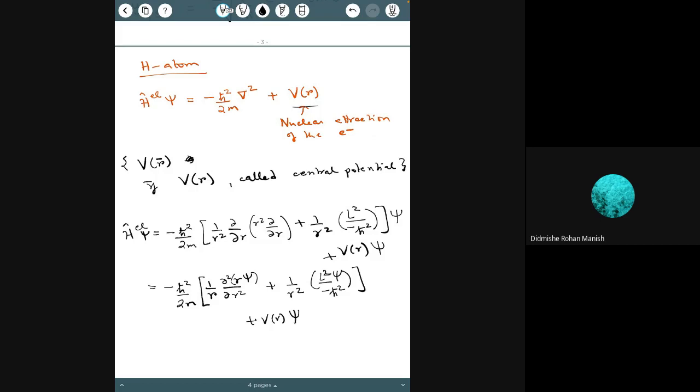Okay, so I have converted this to this form. You can verify that it's the same actually. All you need to do is carry out the operation of this derivative on the quantity in brackets, and similarly do the second derivative on the quantity in brackets, and you will get the same thing.